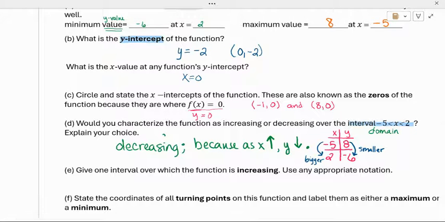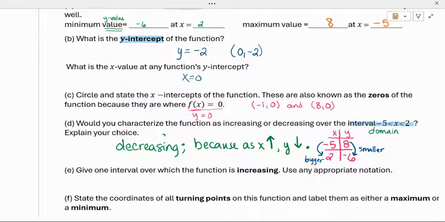So if you didn't have a graph, but you had a table of values, you could still identify what was happening over a domain interval by looking at what's happening to your y-coordinates. Are they getting bigger or smaller? Okay?